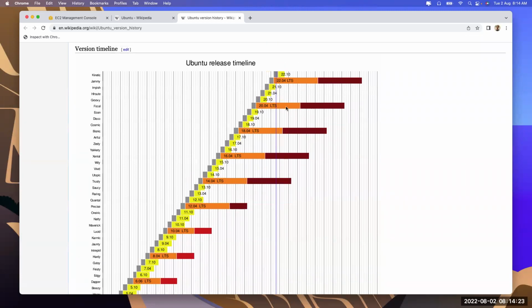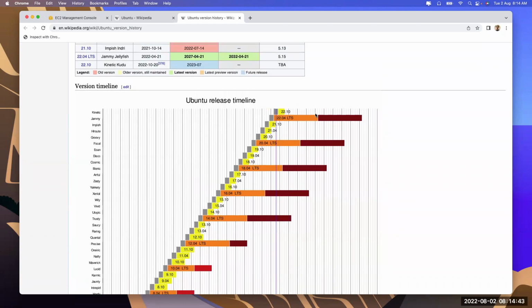Looking at this blue line, you can understand Ubuntu 14 is still having security updates. 16 is having security updates. 18 is having normal updates also, which will stop in 5 years, 2023, somewhere over here. 20 is having updates until 2025. 22 support has only started.